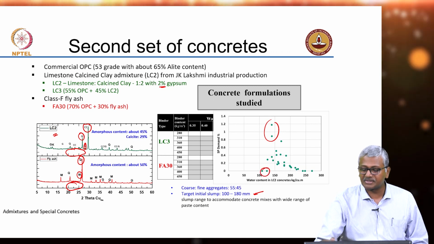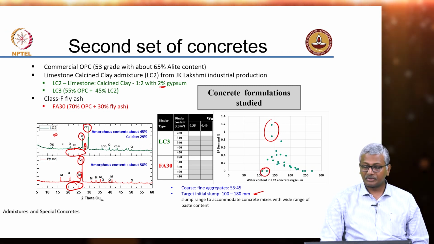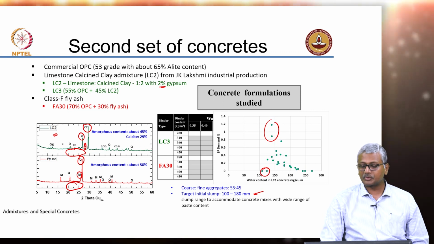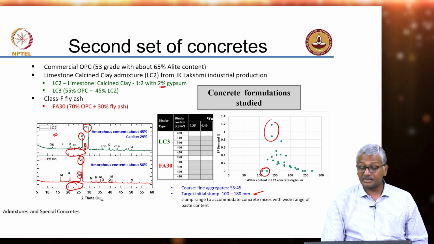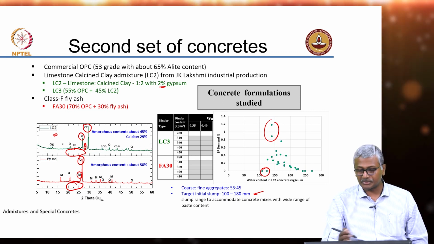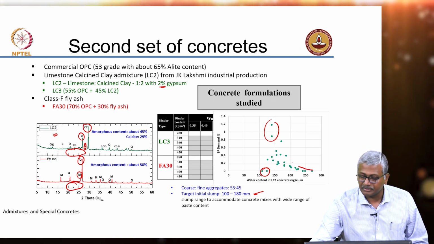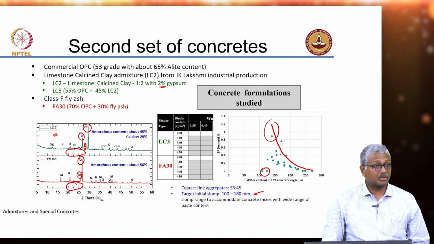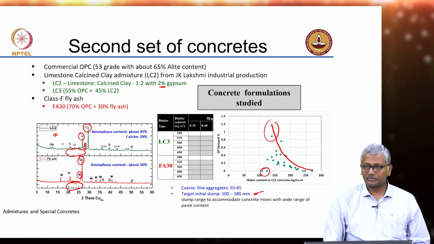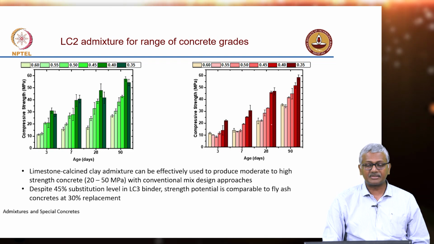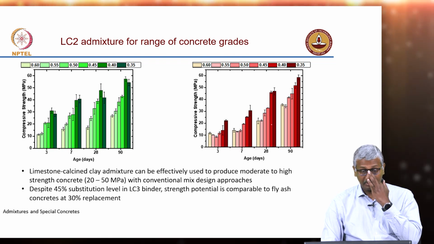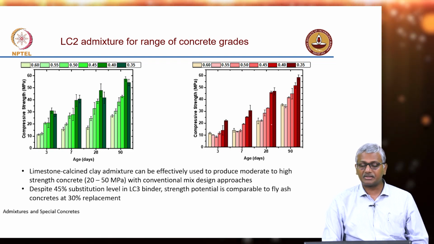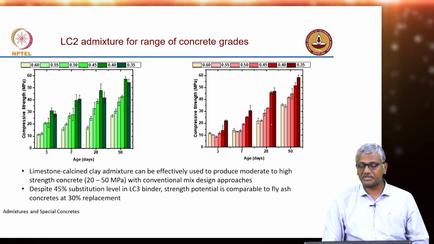So, very clearly, obviously the lower the water content, the higher the dosage. Now, of course, there are some systems where you have less SP demand, those are basically some outliers where we had a problem with the aggregate. So, those are not to be considered. So, in general, as the water content goes down, the SP demand goes up. So, these are the strengths for a range of concrete grades with LC3 and with fly ash based systems.